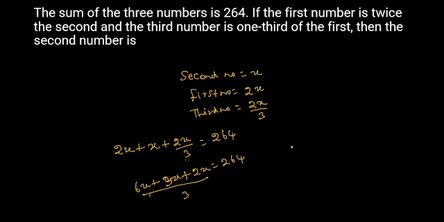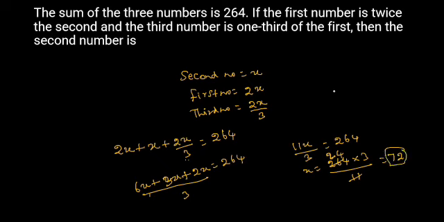Now when we simplify this, it will be 11x by 3 is equal to 264. Now we will find the value of x here. So 264 into 3 divided by 11. We want to find the value of x. So x is nothing but the second number here, isn't it? So now 11 goes into 26 2 times, 4 is there, so it goes 24 times. So 24 into 3, x value is 72.